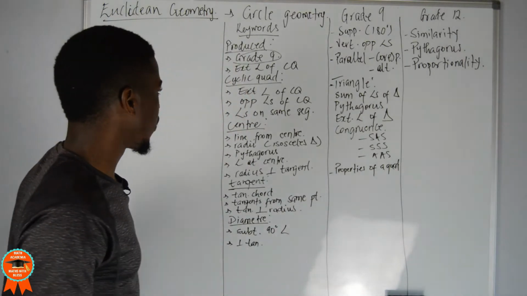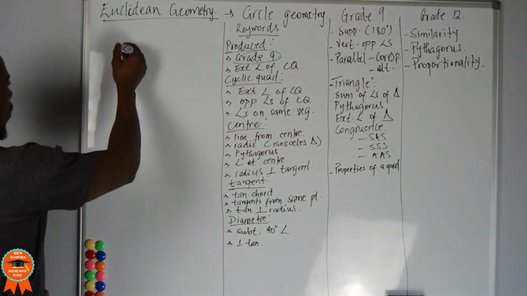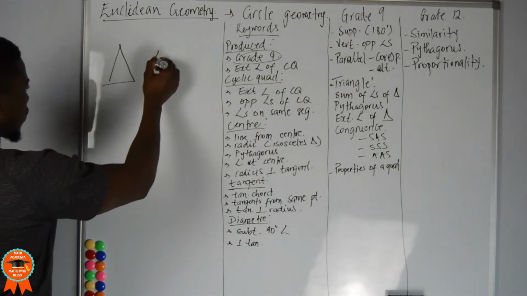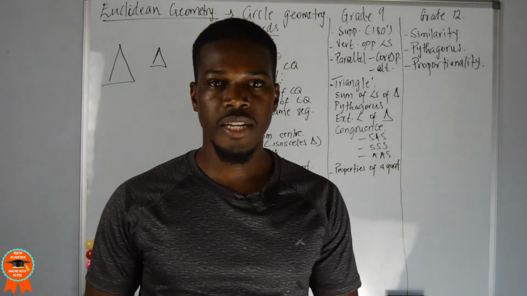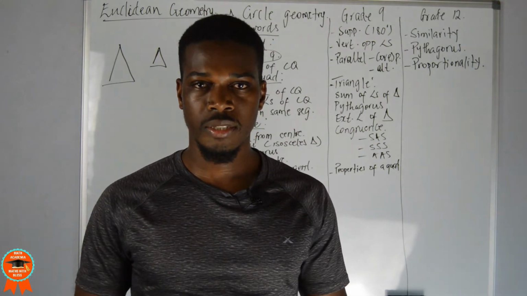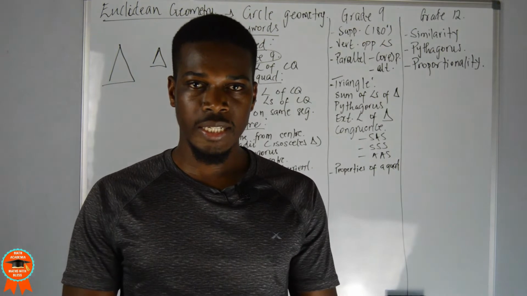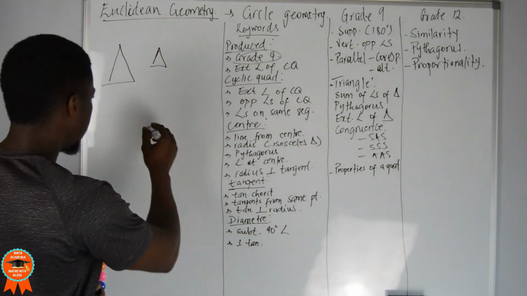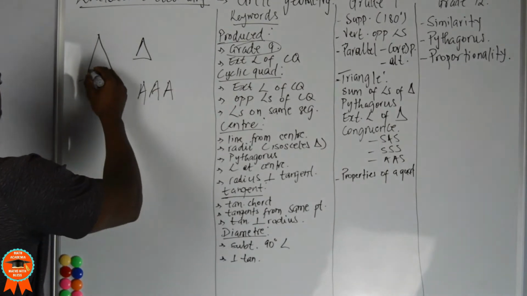9. So, grade 12 similarity. All that similarity says is that two triangles are similar if the angles are equal. If all corresponding angles are equal, the two triangles are similar. So we need AAA, three angles equal.